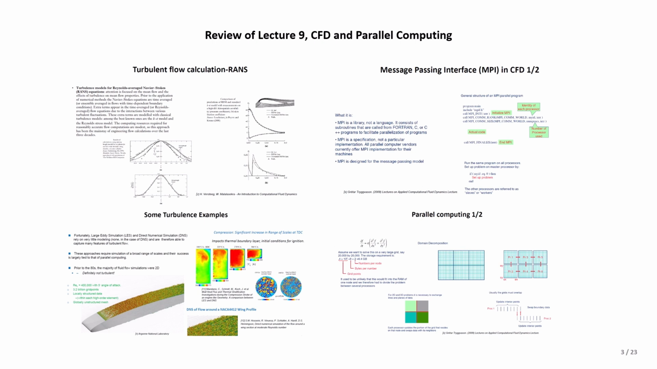And we also talked about the difference in capability between these methods: RANS, LES, and DNS. Especially DNS was costly and usually used for research and development. In the industry, the most applicable method is RANS.